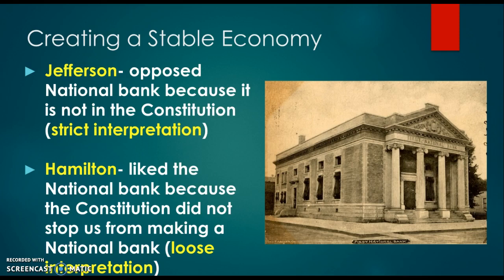Now, on the other hand, Hamilton said, no, wait, the bank is for the good of the country. And there's something in the Constitution called the Elastic Clause, so that the national government can stretch the power in order to do good for the country. Now, the national bank was not deemed unconstitutional, so away we go. You do not have to write anything down on this slide.